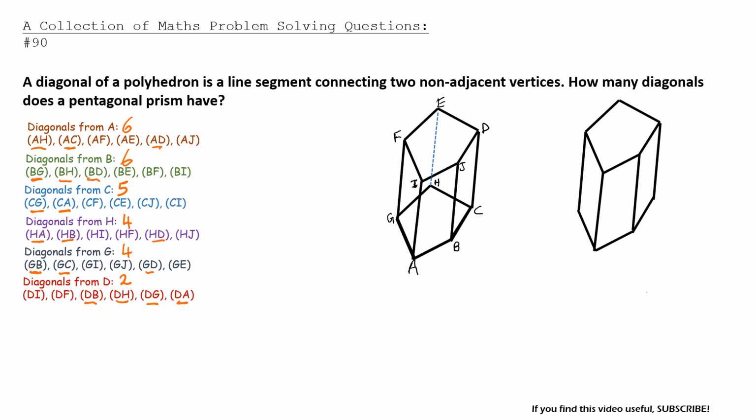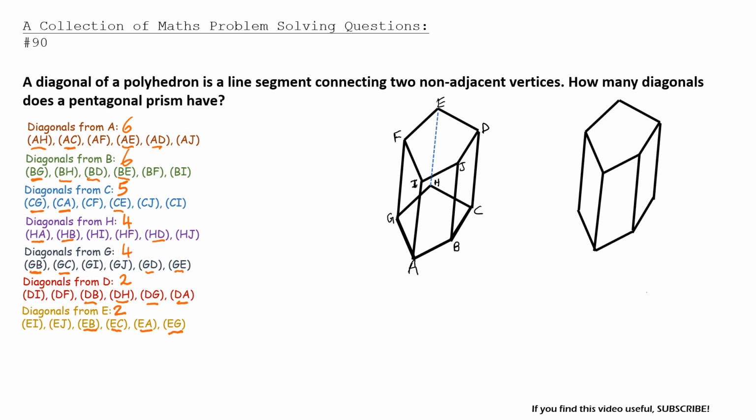And again from D, when you do all the diagonals, how many can you count? You can only count DI and DF, because DB appears with B as BD, and BD and DB are the same. DH has been counted before as HD, DG has been counted before as GD, and DA has been counted before as AD. So we don't count these anymore, and we have 2 original diagonals.